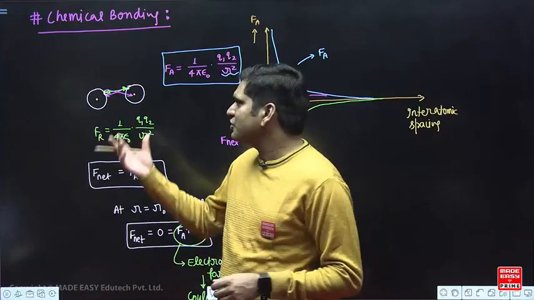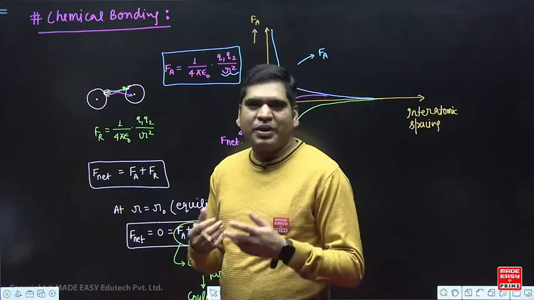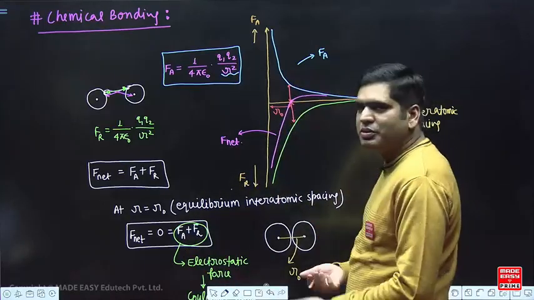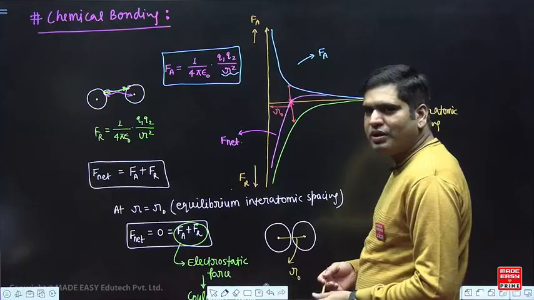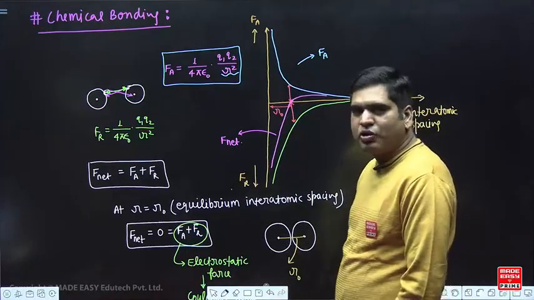So net force on these two atoms is what? Sum of attraction plus repulsion. अब मैं कह रहा हूं कि when the sum of attraction plus repulsion is becoming zero, they will become stable, right? And that point at which they become stable, that is known as they are bonded together.